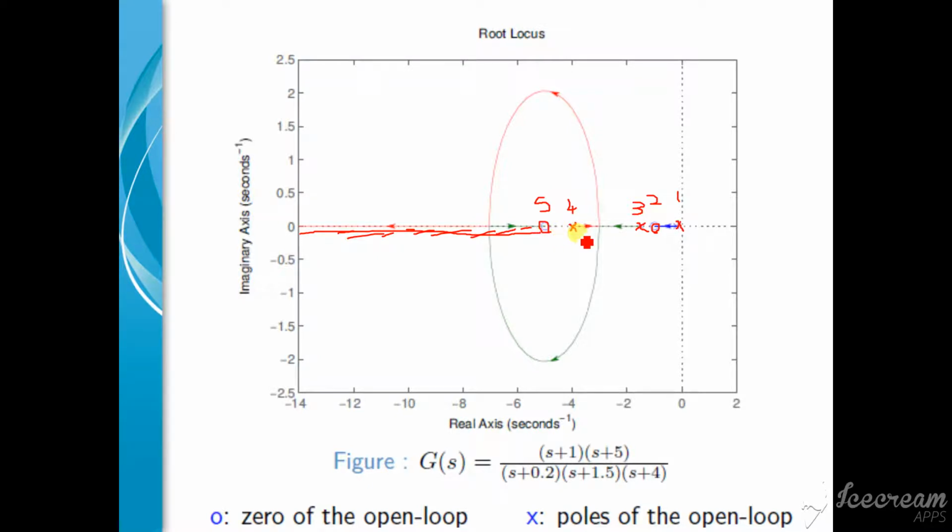Between minus 5 and minus 4, because it is an even number, it is not on root locus. Here we reach the 3, it is an odd number, so it will be on root locus. That means between minus 4 and minus 3 is on root locus. 2 is not root locus. Between 2 and 1 here will be an odd number. We reach on this one, it becomes on root locus.